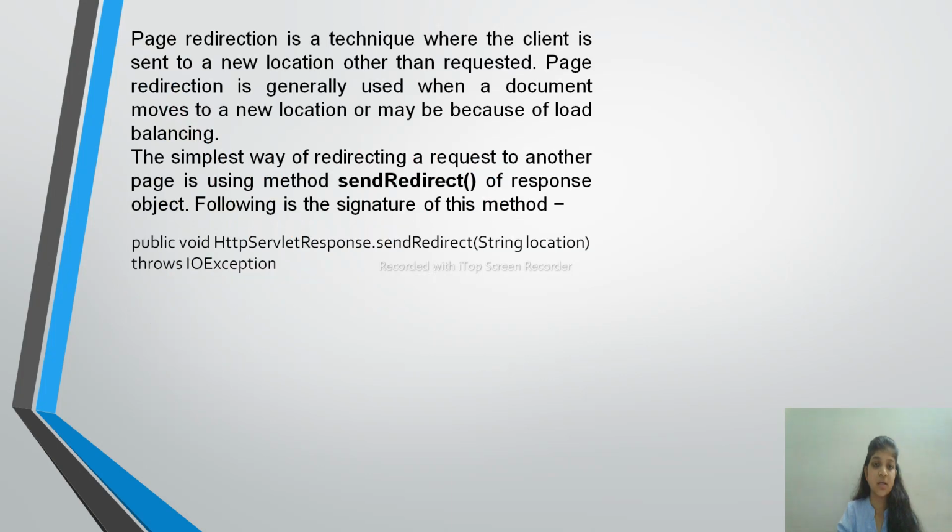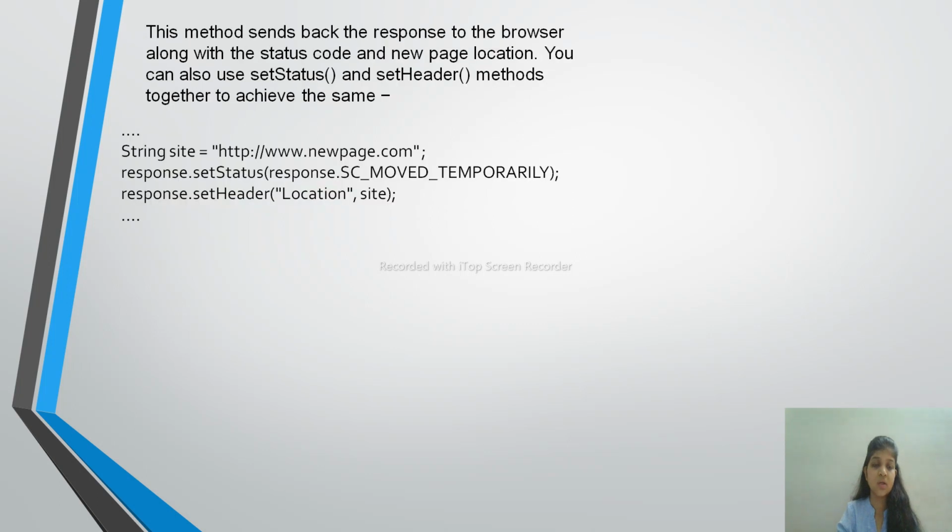Page redirection is a technique where the client is sent to a new location other than requested. Page redirection is generally used when a document moves to a new location or maybe because of load balancing. The simplest way of redirecting a request to another page is using the method sendRedirect of the response object. Following is the signature of this method. This method sends back the response to the browser along with the status code and new page location.